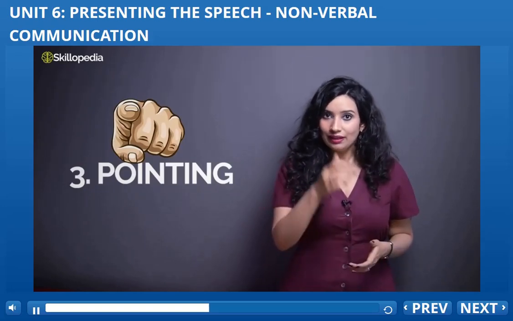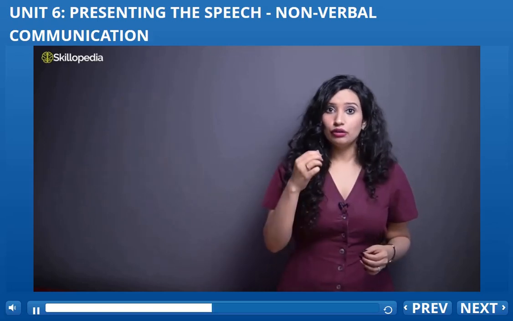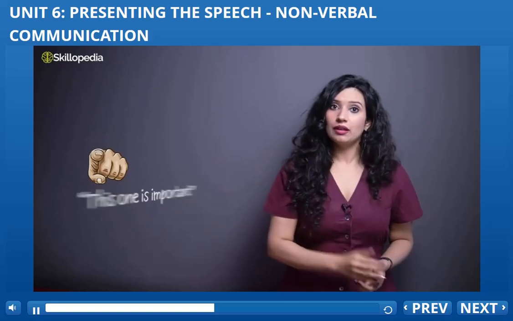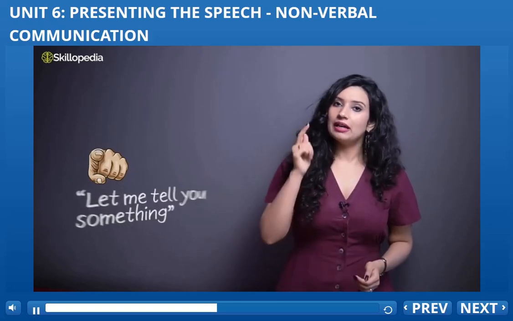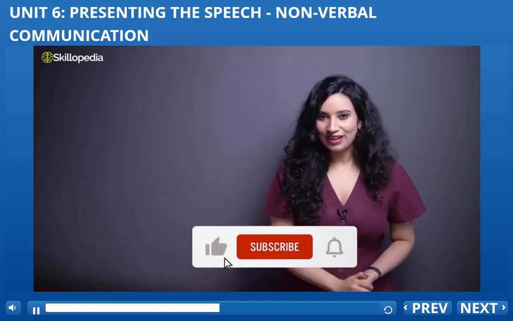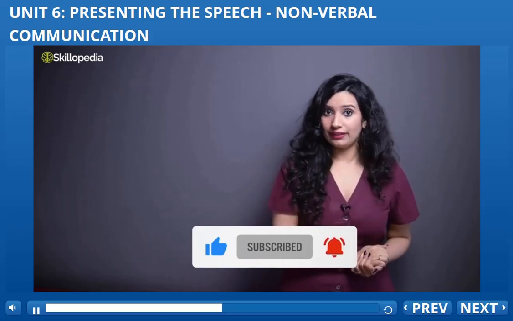For example, this gesture goes very well along with saying something like, you know, I just remembered something important. Or you could say, this one's important. Or you could use pointing when you want to say, let me tell you something. All right, so here we've looked at three hand gestures and now we're going to look at the fourth one.